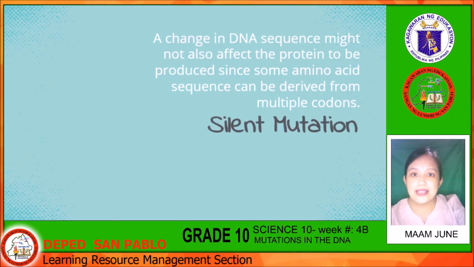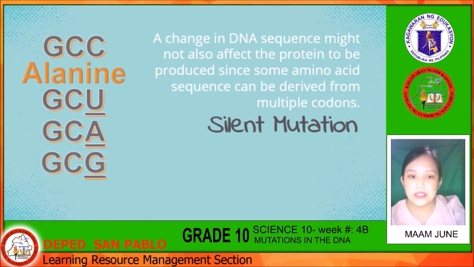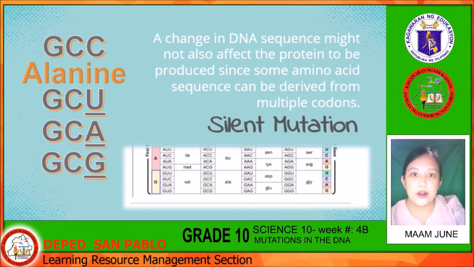This is called silent mutation. Consider the sequence guanine, cytosine, and cytosine. It will be translated into the amino acid alanine. However, when we alter the last nucleotide base, according to the chart, we will still have alanine as its amino acid.